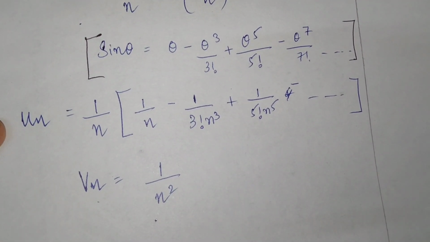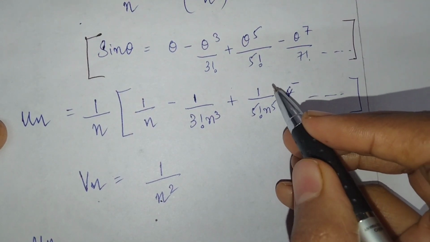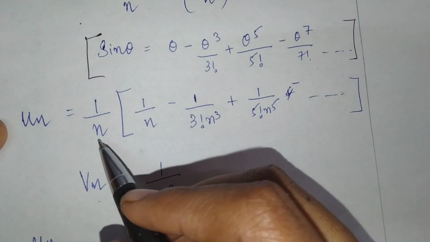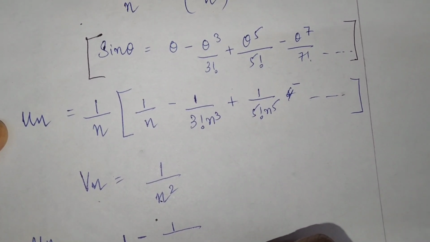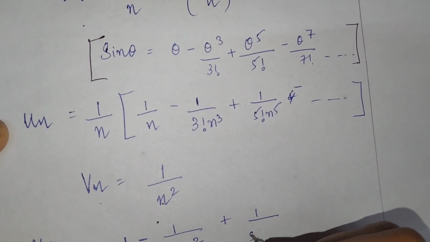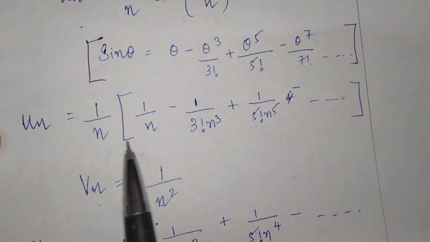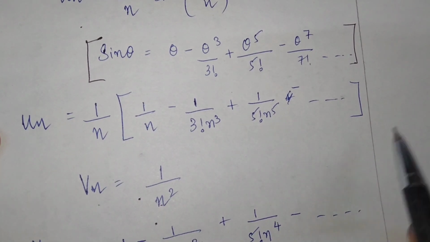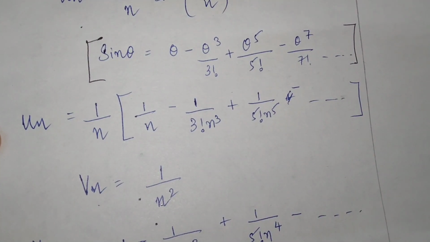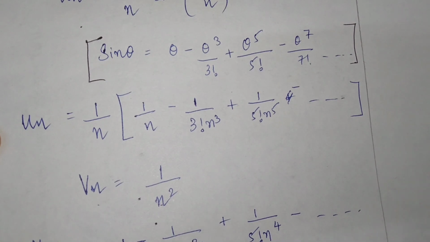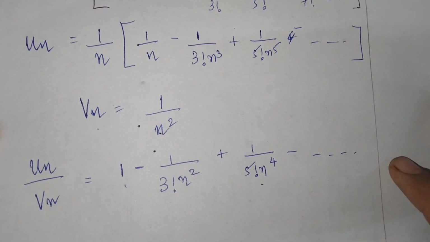So if we take the ratio of un and vn, then this n square term will go up into the numerator part. So we will get 1 minus 1 by 3 factorial into n square plus 1 by 5 factorial into n raised to 4 and so on. When we take the ratio of un and vn, n square goes up, so this cancels with this and we get 1 here. Similarly n square remains here, n4 remains here, and so on. Okay? So you will get un by vn.